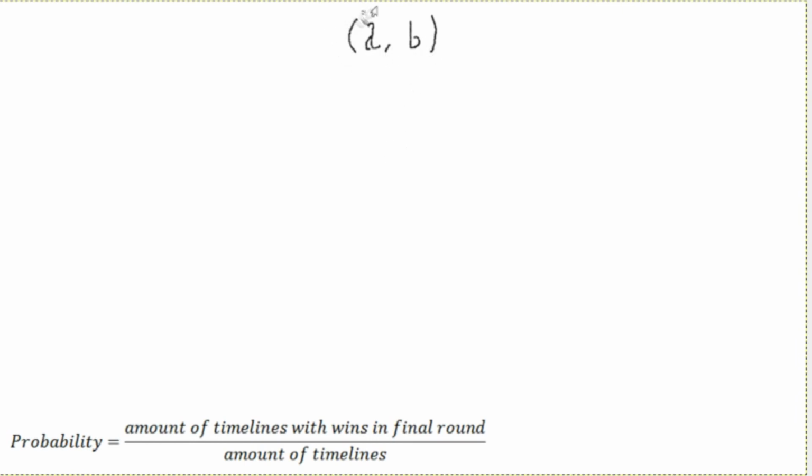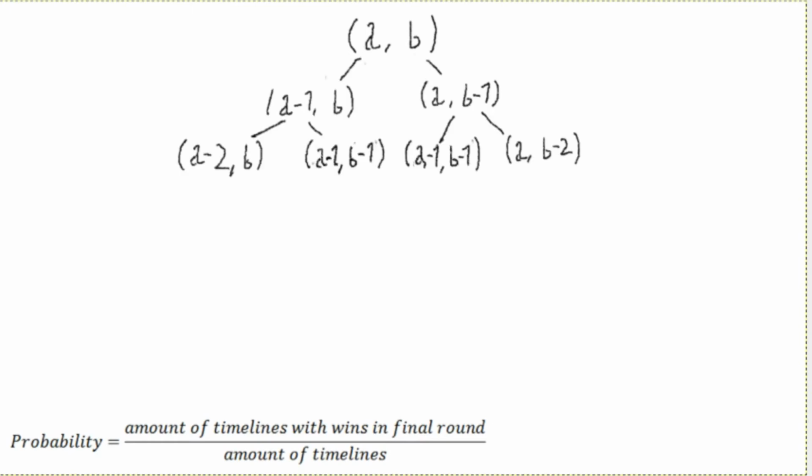But we could just, for help's sake, try to draw out the first 2 branches, and this would give us this here. Now, as it says down here, we need to find the amount of timelines where player 1 would win in the final round. And what they mean by the final round is the round where someone in every timeline has won with certainty. To find this, we just need to find the maximum amount of rounds that can go before we have 0 in one of these 2 positions here.